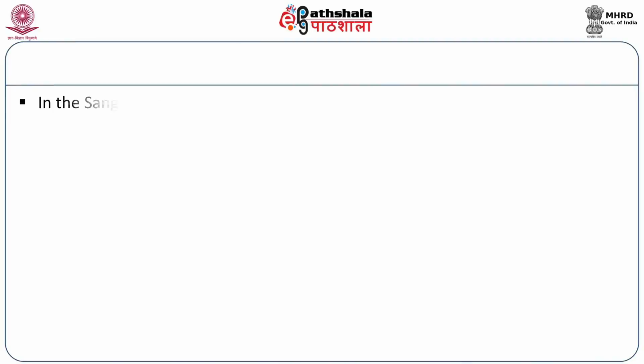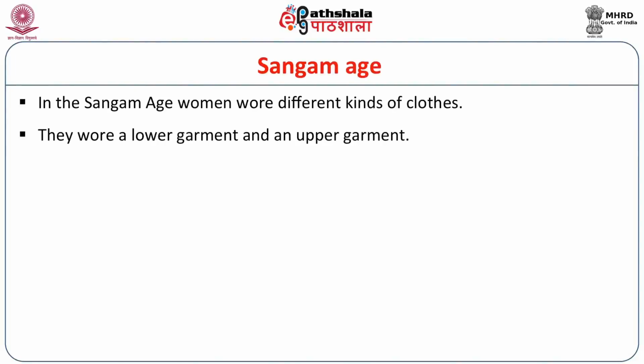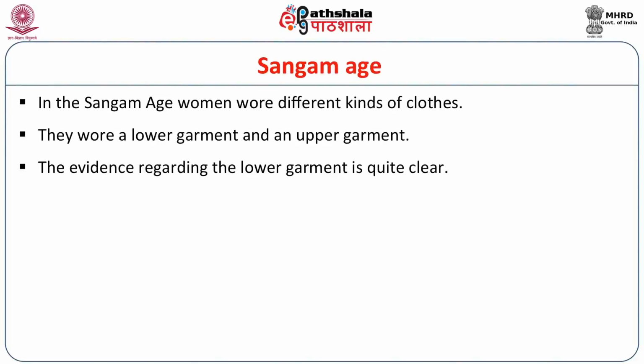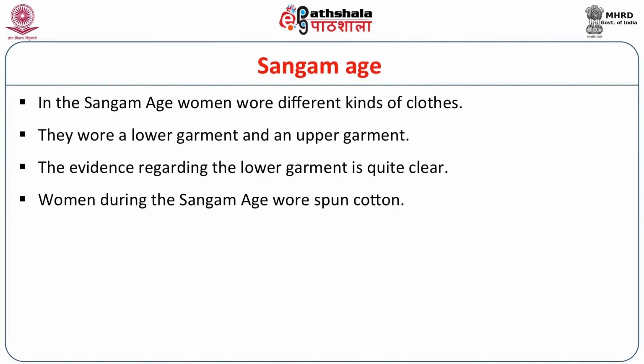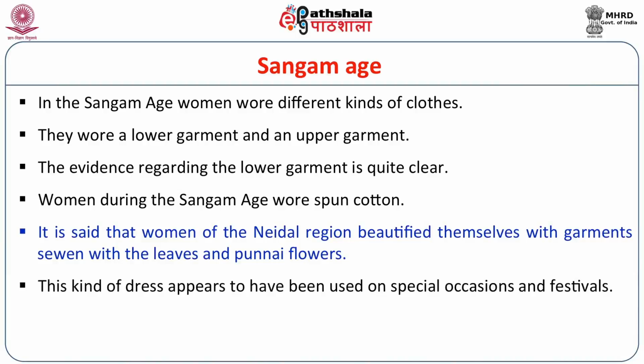Now, if we move to a particular age, for example, if we move further south to the Sangam age, we find that in the Sangam age, women wore different kinds of cloths. There were varieties. They wore a lower garment and an upper garment. The evidence regarding the lower garment is quite clear. Women during the Sangam age wore spun cotton. It is said that women of the Neithal region beautified themselves with garments sewn with leaves and punnai flowers. This kind of dress appears to have been used on special occasions and festivals.